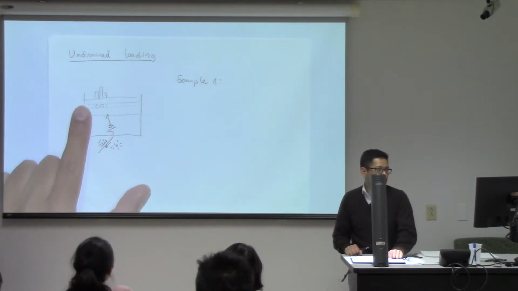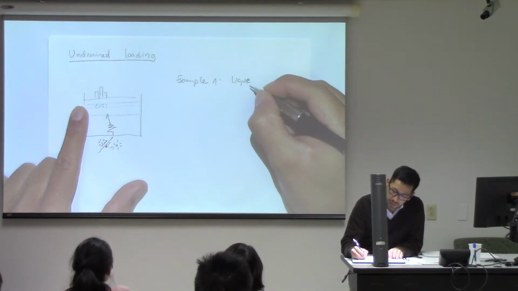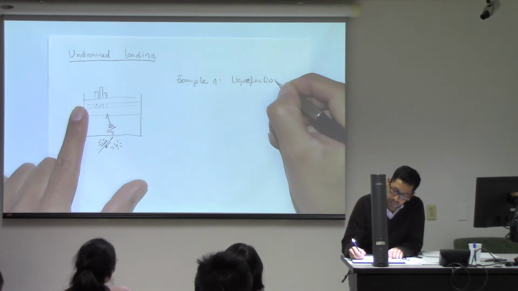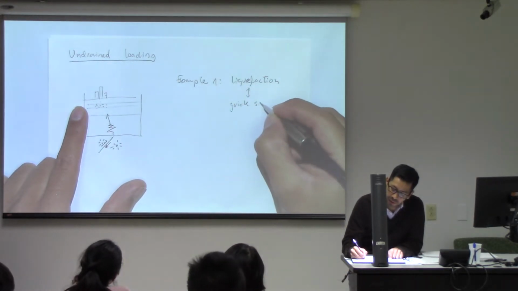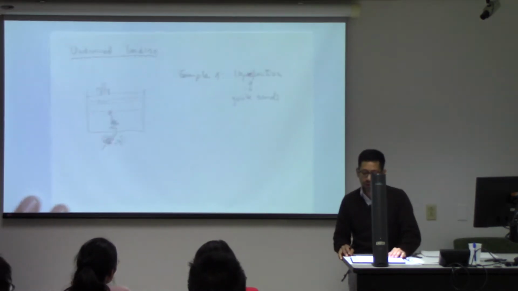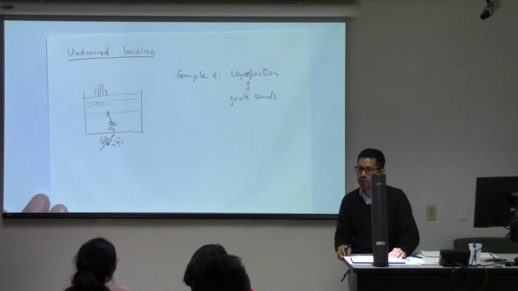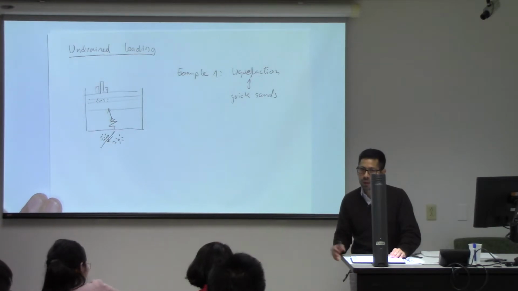And actually, this example is also related to quicksands. I don't know if you guys are familiar with quicksands, but it's a similar thing. There is no effective stress in the sand. Pore pressure is high, so sand, which is a frictional material, would look like a fluid.